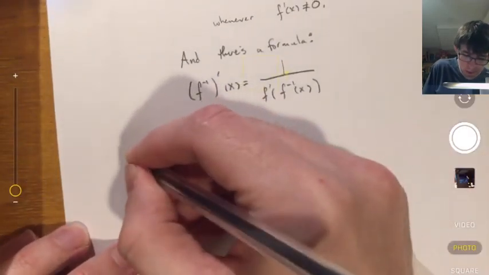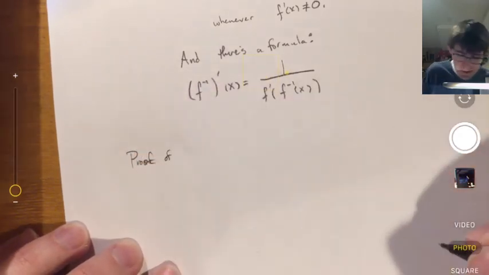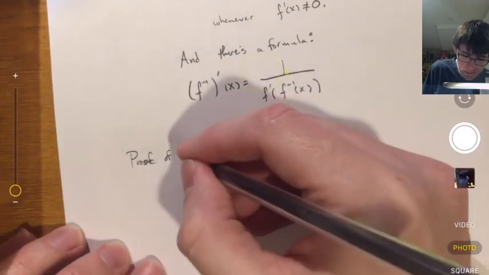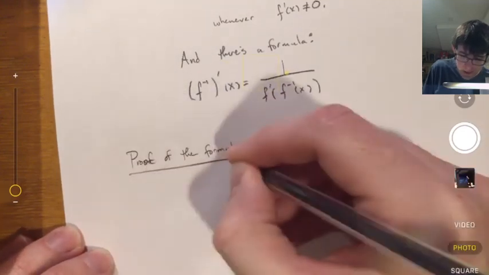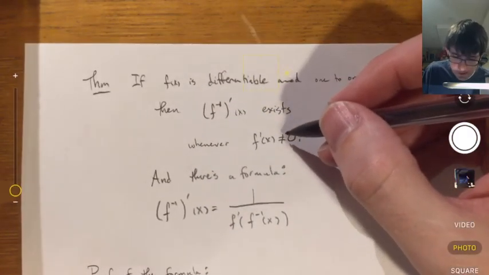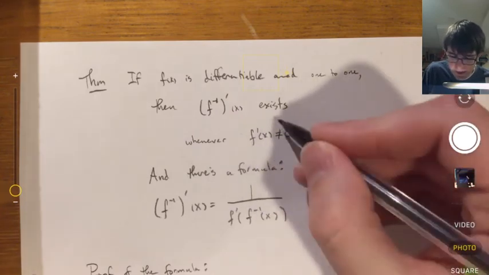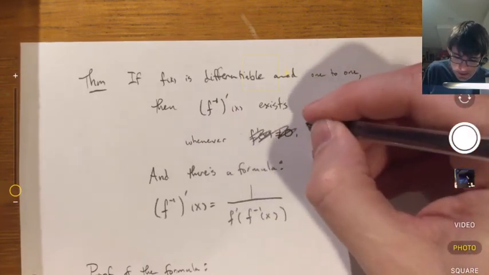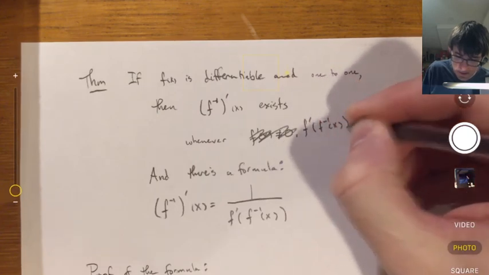Okay, why is this true? Let's try and prove the formula. We got 10 minutes left. That's plenty of time. Proof of the formula part. It occurs to me I didn't quite write this correctly. It's not when f prime of x is non-zero. It's f prime of the inverse. Sorry about this. F prime of f inverse of x is not 0.